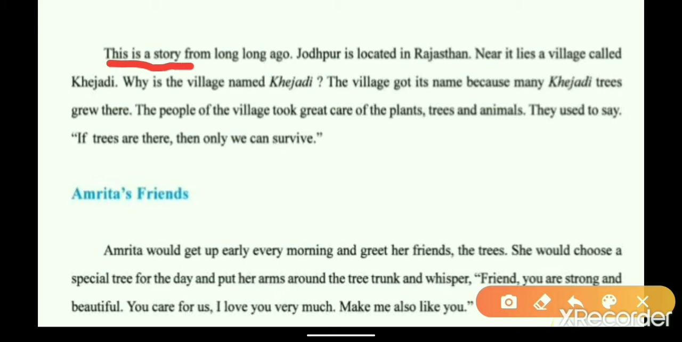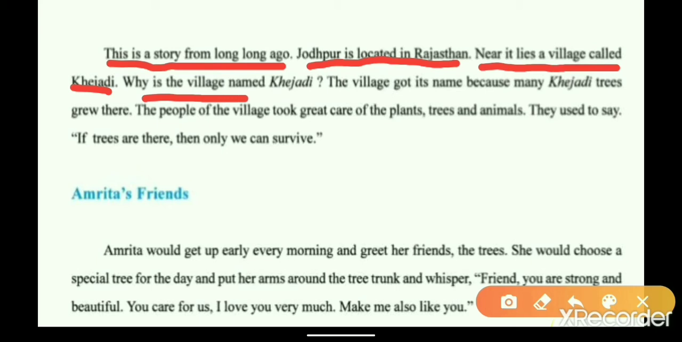This is a story from long ago. Jodhpur is located in Rajasthan. Near it lies a village called Khejari. Why is this village named Khejari? The village got its name because of the Khejari trees grown there. So there are a lot of khejari trees grown there. That's why this village got the name Khejari.